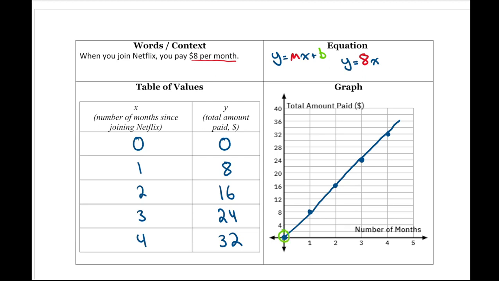Again, we can see our y-intercept, or that b value, where it crosses the line. We can see that it is 0. We can also see that from our table of values. When x is 0, y is 0, so that's our b value. And we can see our slope, or multiplier, because we're increasing by 8 every single time. So again, that's where we can get our different pieces.